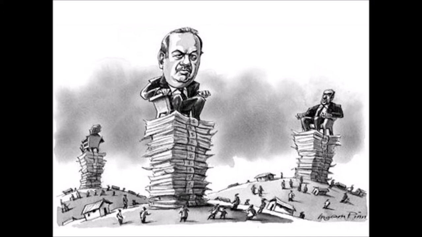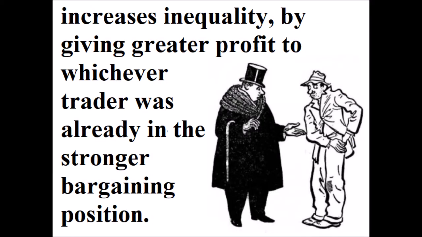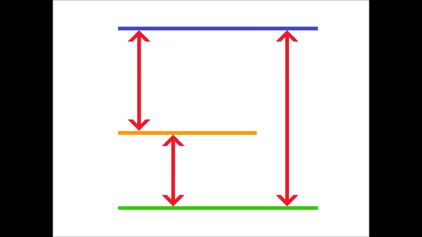But what causes the inequality? Here is an explanation in just two sentences. If we don't share, then we must trade. For labor, money, food, rent, interest, everything. And trade, even when honest, increases inequality by giving greater profit to whichever trader was already in the stronger bargaining position. We'll look at those two sentences in more detail. A simple diagram will help in the explanation.